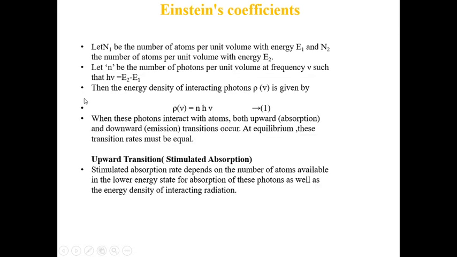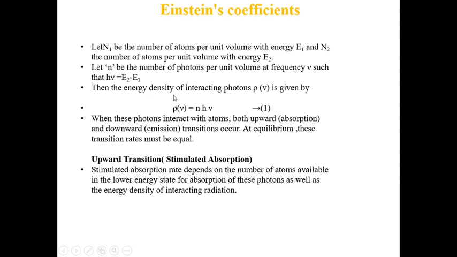Next, let N be the number of photons per unit volume at the frequency nu such that h nu is equal to E2 minus E1. N is the number of photons per unit volume. How many photons are there? N photons are there per unit volume at a frequency nu such that h nu is equal to E2 minus E1.